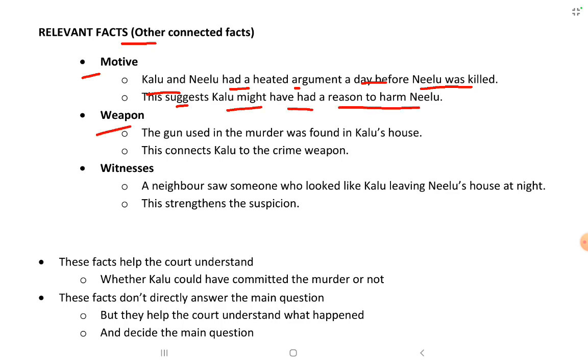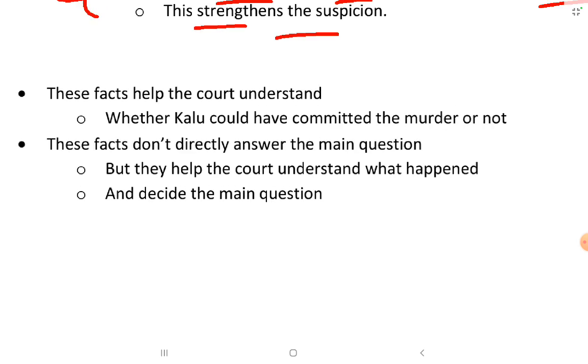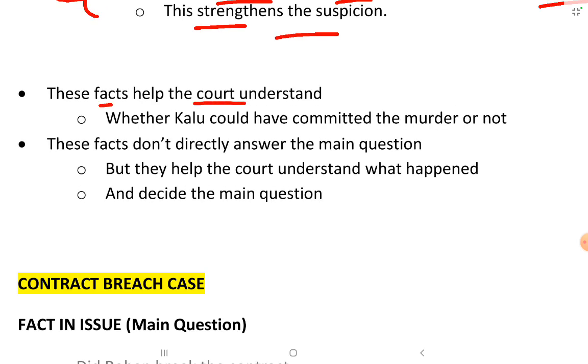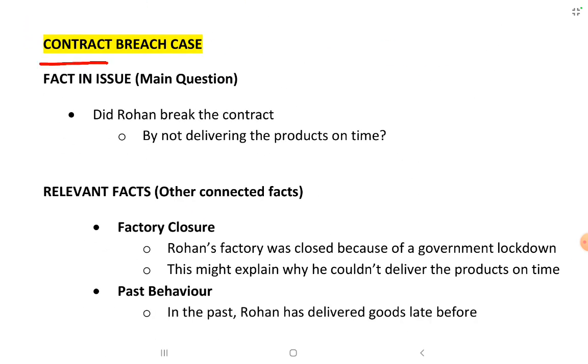Second was weapon. The gun used in the murder was found in Kalu's house. This connects Kalu to the crime weapon. Witness: a neighbor saw someone who looked like Kalu leaving Neelu's house at night. This strengthens the suspicion. All these are relevant facts that help you solve the main question. These facts help the court understand whether Kalu could have committed the murder or not. These facts don't directly answer the main question, but they help the court understand what happened and decide the main question.